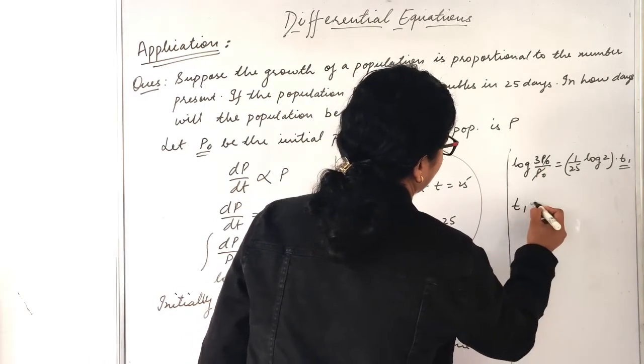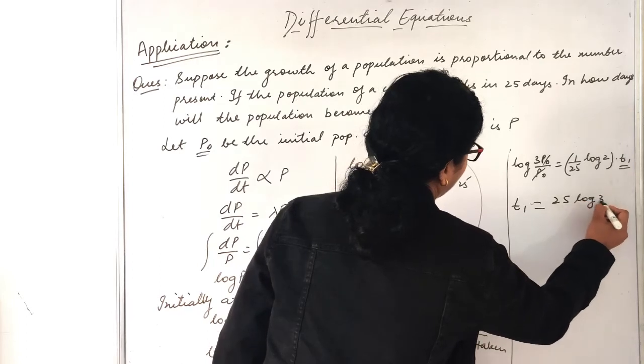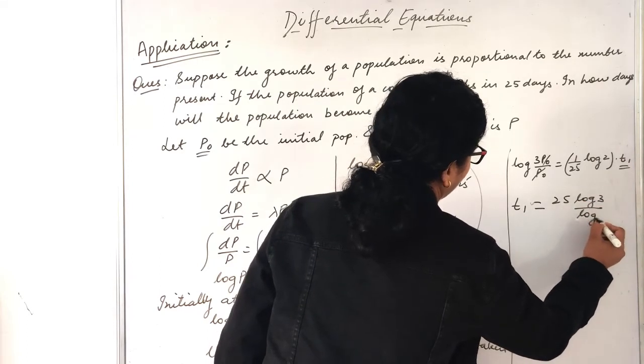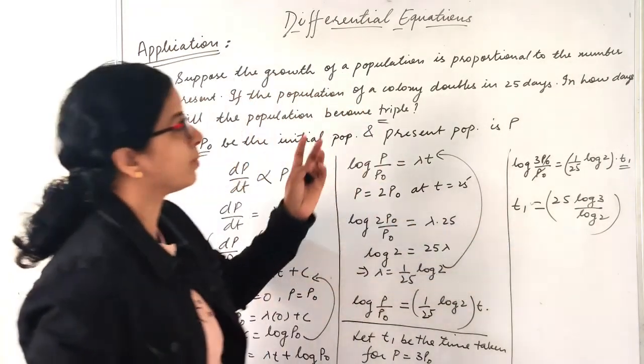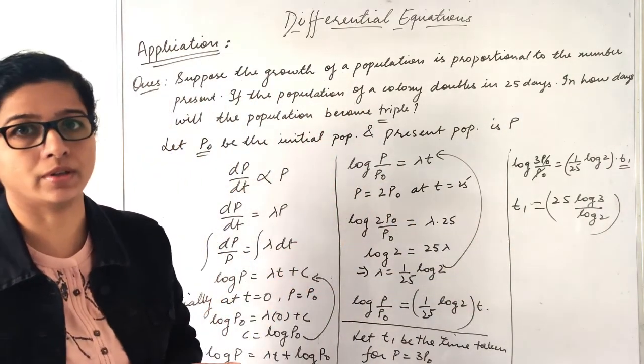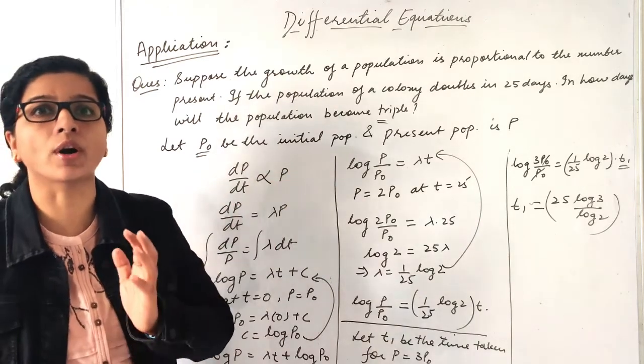So t1 is nothing but equal to 25 log 3 upon log 2. So in this duration, the population will become 3 times. So let us now check how differential equation is used in the coordinate questions.